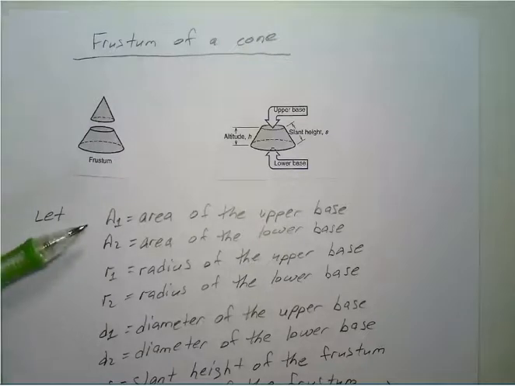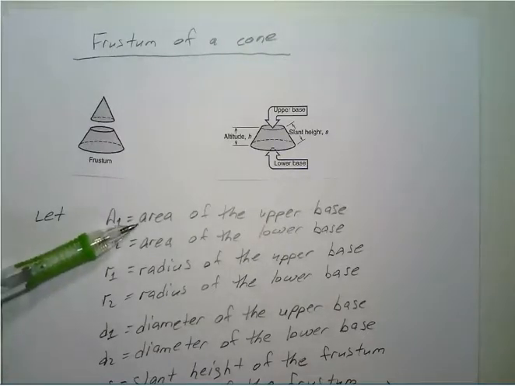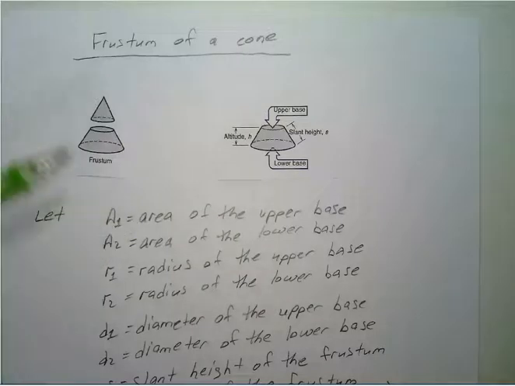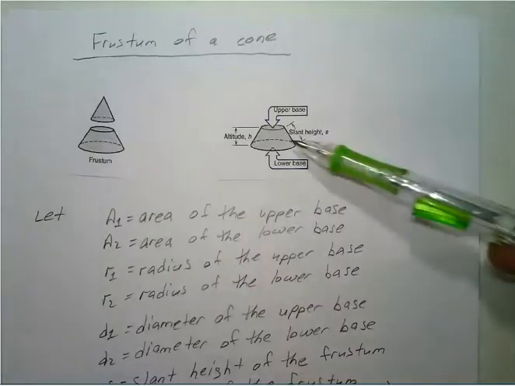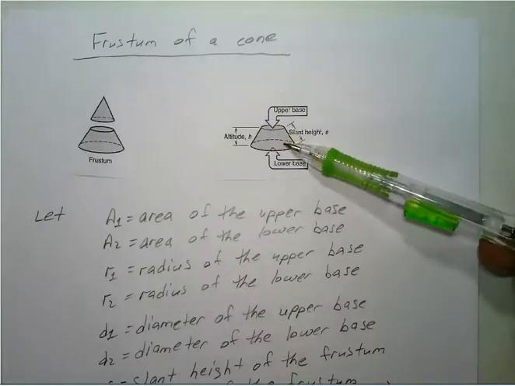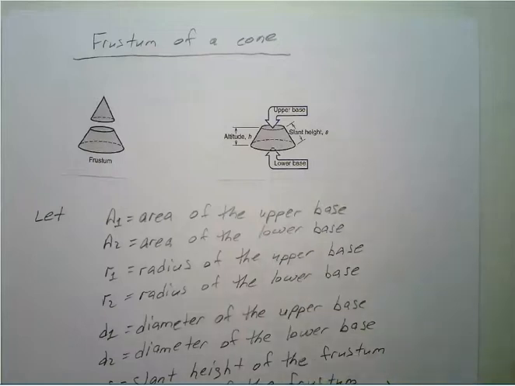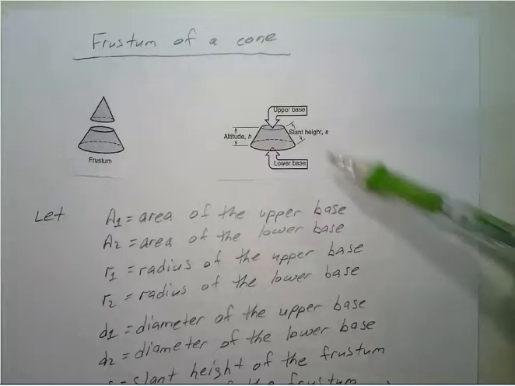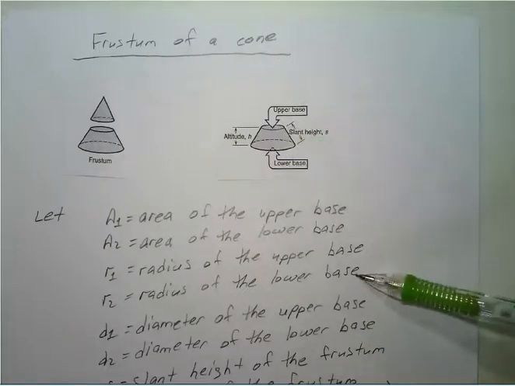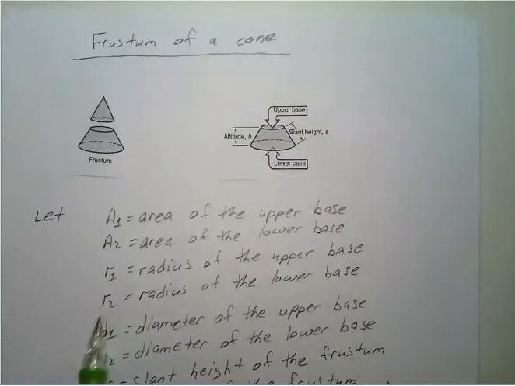Okay, so what if we have an A1 or A sub 1, which is equal to the area of the upper base, or the area of that part of it. We have A sub 2, which is the area of the lower base, which is, of course, that part. So we have our upper and lower bases, which are circles. So it's just the area of a circle and the area of this circle. We have the radius of the upper base. We have the radius of the lower base for R1 and R2.